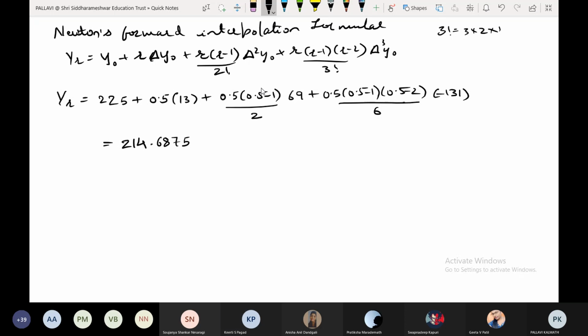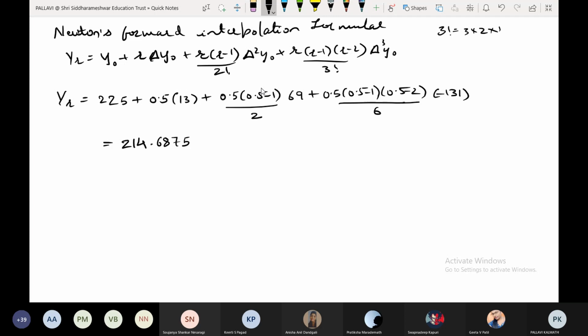Why have you not taken 225? r is 0.5, then the first difference is 13, plus 0.5 into 0.5 minus 1 divided by 2 into 69, plus 0.5 into 0.5 minus 1 into 0.5 minus 2 into minus 131 divided by 6. Whether instead of minus you have taken plus?